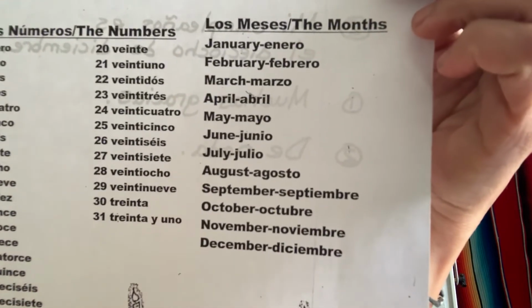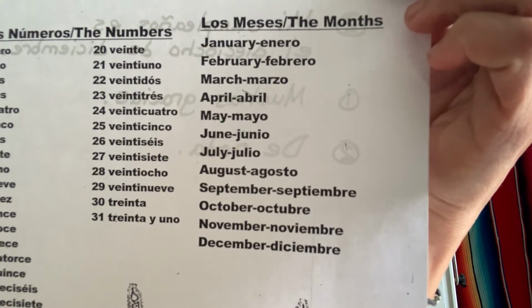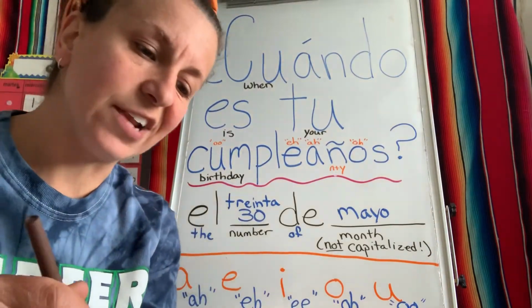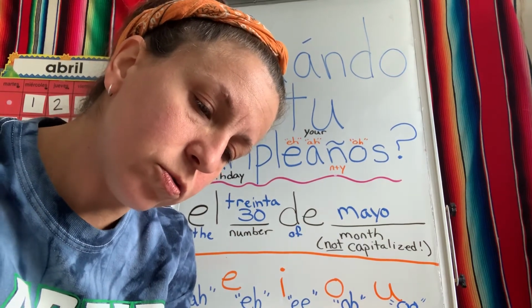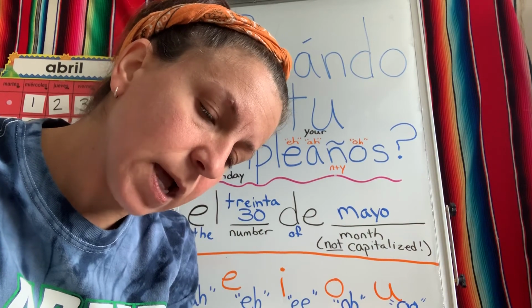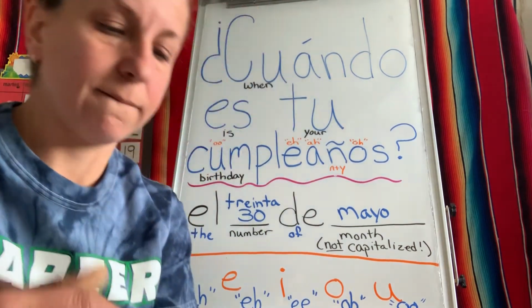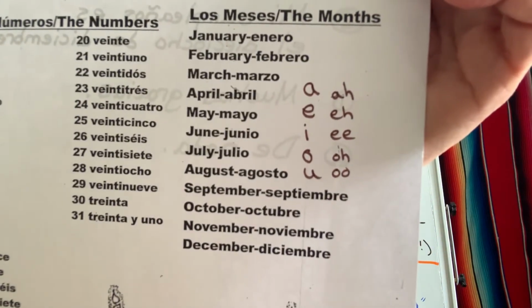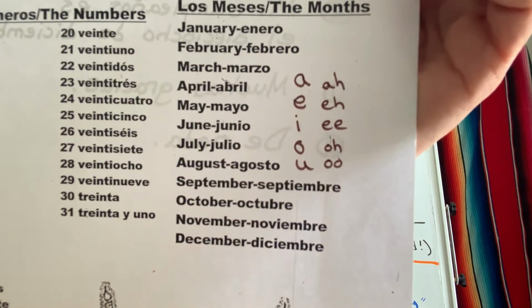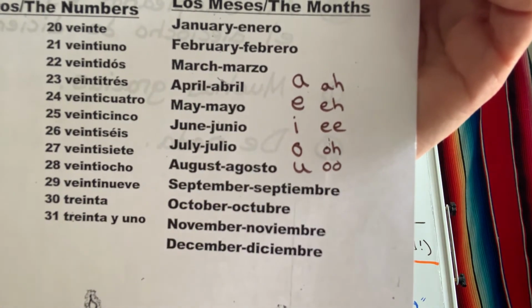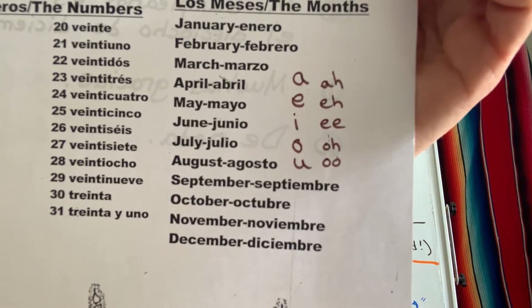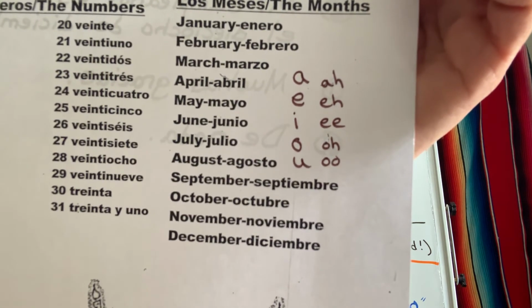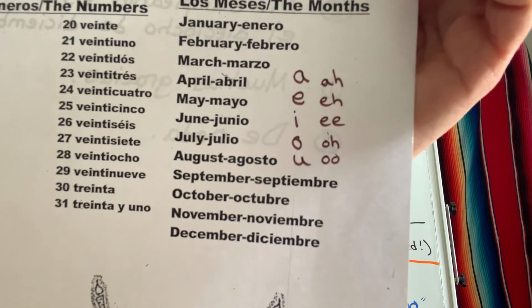And then, you guys, the vowels come in really handy too when you're talking about the months of the year, los meses del año. I'm going to write those on here real quick. Our a, e, i, o, u. So you can see it as I am reading it. Enero, febrero, marzo, abril, mayo, junio, julio, agosto, septiembre, octubre, noviembre, diciembre.